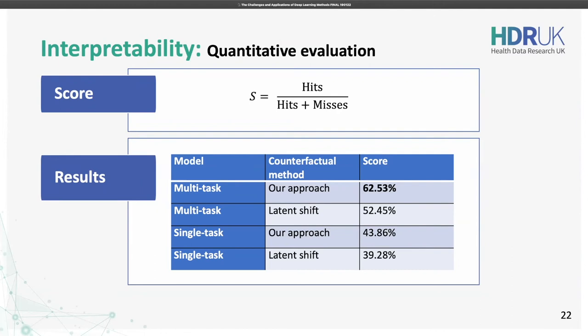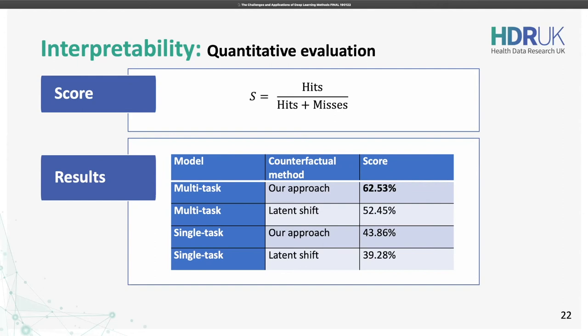So they are new examples. And to get the saliency maps, as I mentioned, we compute the difference between the original image and the counterfactual image. In order to evaluate the obtained saliency map, we consider this score: the ratio between hits divided by hits plus misses. In particular, a hit is counted if the pixel with the greatest change is in the correct region out of the six regions, and a miss is counted otherwise.